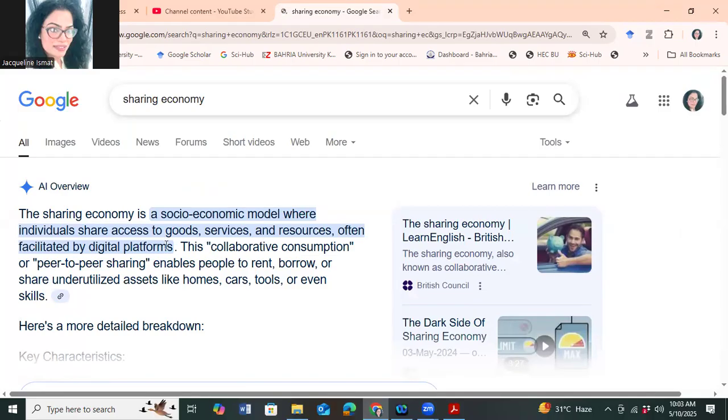How do people share access to goods, services, and resources on different digital platforms? Have you heard of Airbnb?